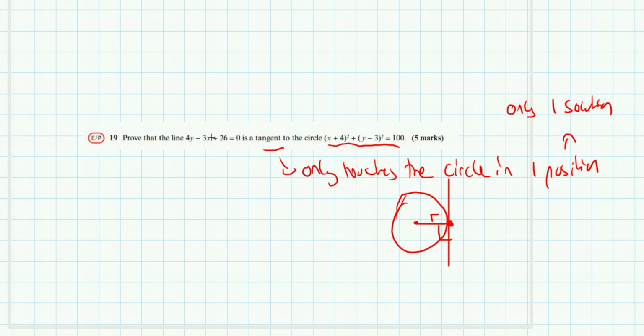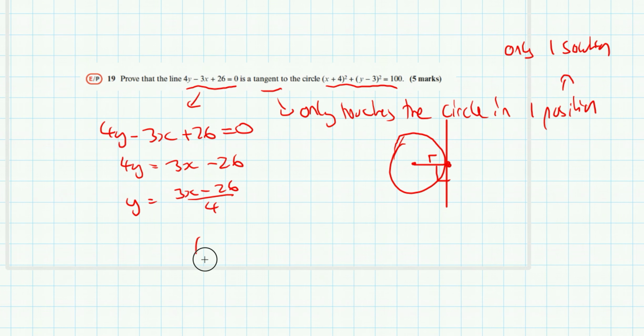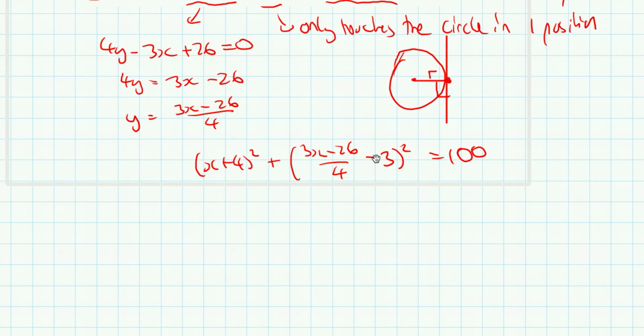So here the first thing we want to do is rearrange this first equation, this line. So it's 4y minus 3x plus 26 equals 0. And then we're going to rearrange as 4y equals 3x minus 26. So y is equal to (3x minus 26) over 4. From here, we're going to substitute that into our equation, which is going to be (x plus 4) squared plus ((3x minus 26) over 4 minus 3) squared is equal to 100. And this is where things get tricky, you're going to get a nasty quadratic here.